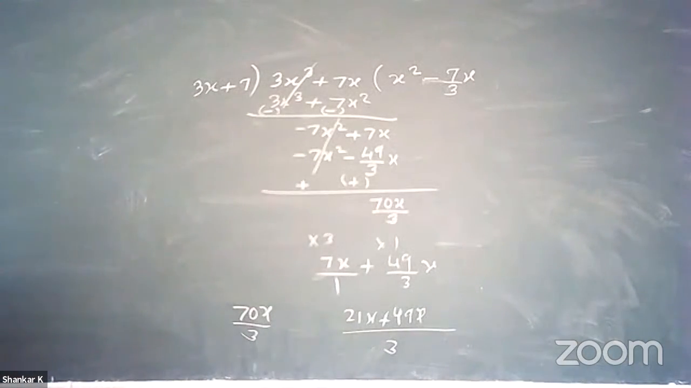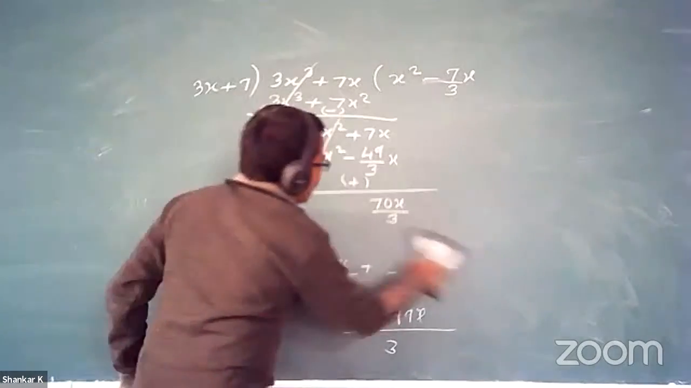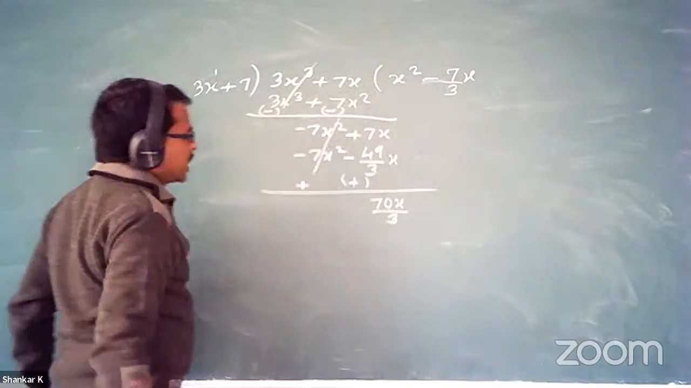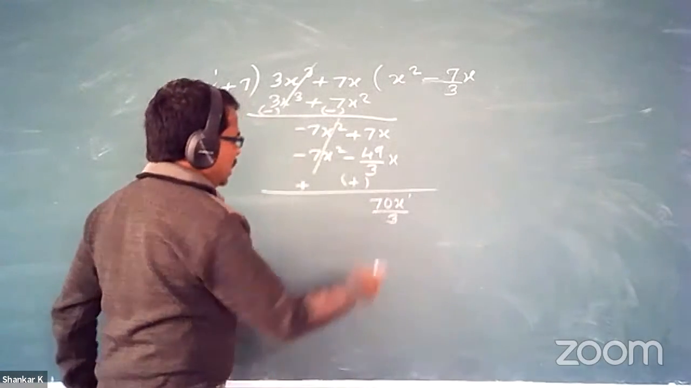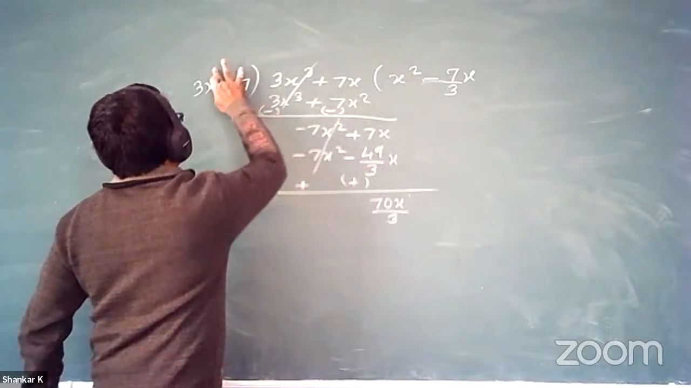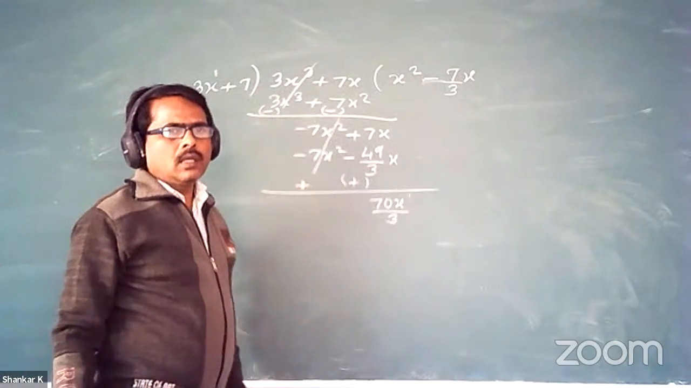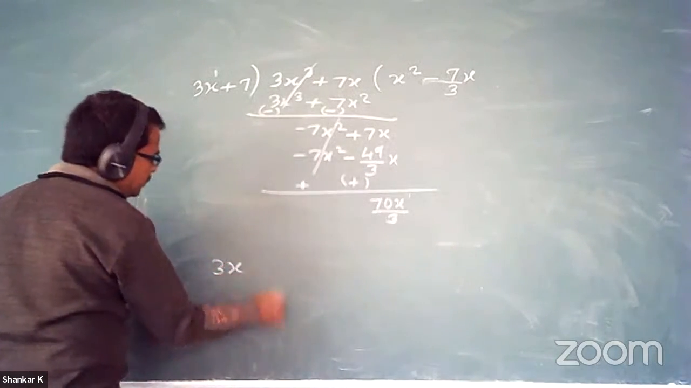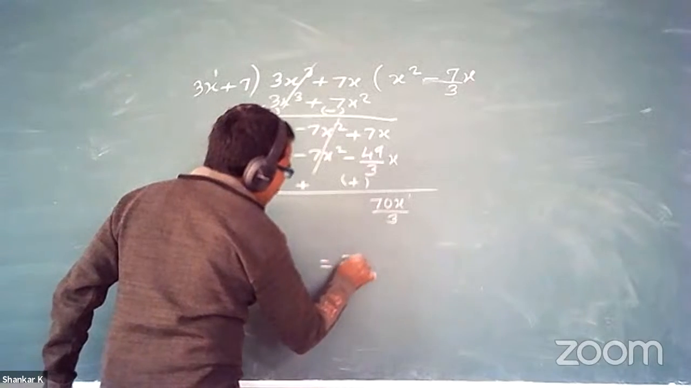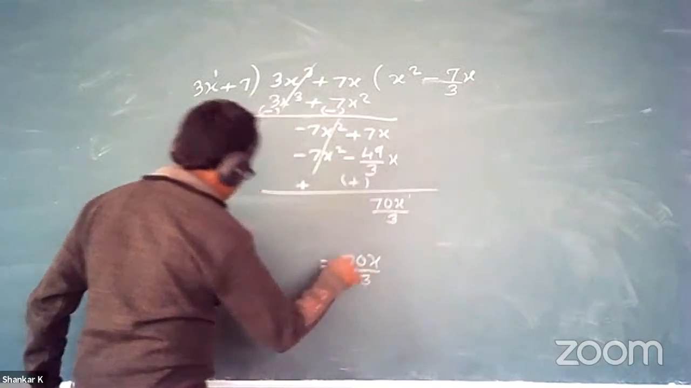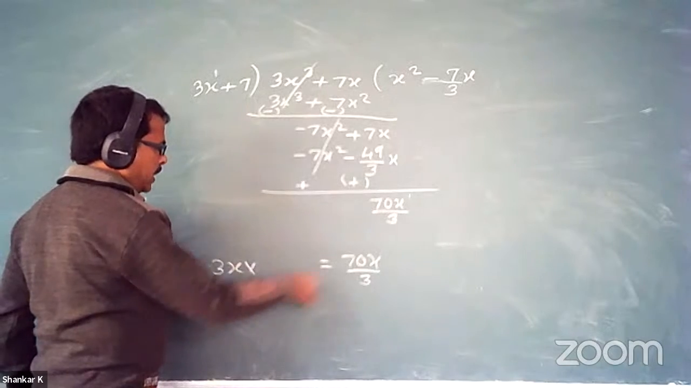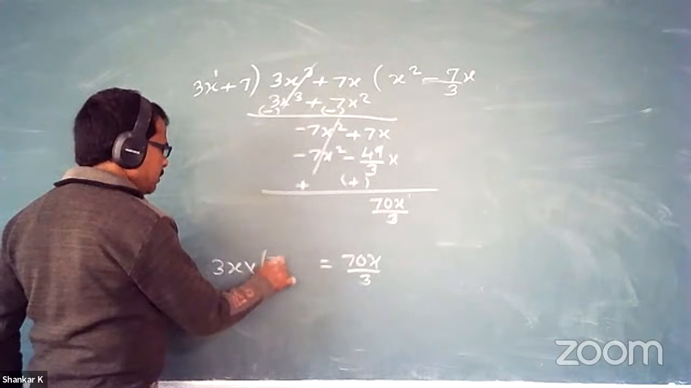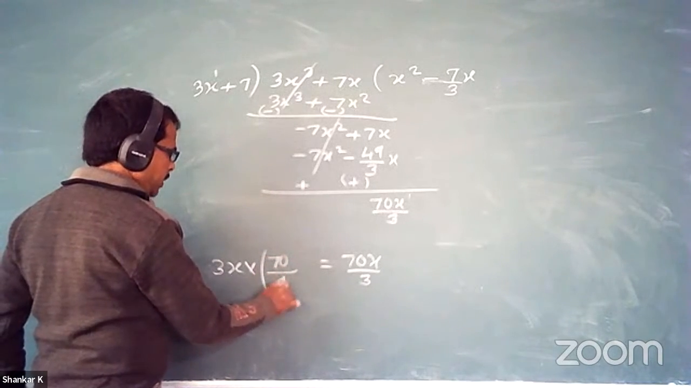70x by 3. Still, division is not over. Why is division not over? What is its degree? 1. What is its degree? 1. Degree of the remainder should be less than the degree of the divisor. Now here 3x is there. Here 70x by 3. So we should get 70 by 3. Then by what should we multiply? I should multiply this by 70 divided by 9.